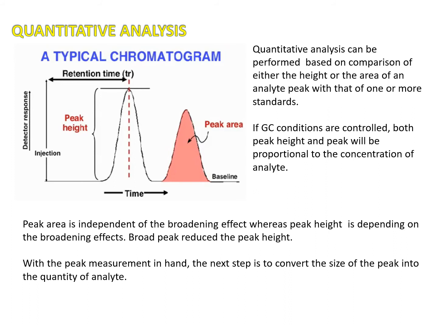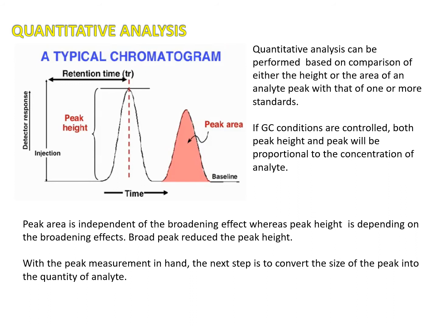Now, a typical chromatogram here, class, with the peak height and peak area. You can refer to this chromatogram. Basically, class, the quantitative analysis can also be performed on the comparison of either the height or area of an analyte peak with one or more standards. If GC conditions are controlled, both peak area and peak height will be proportional to the concentration of the analyte, provided that all other parameters are controlled.